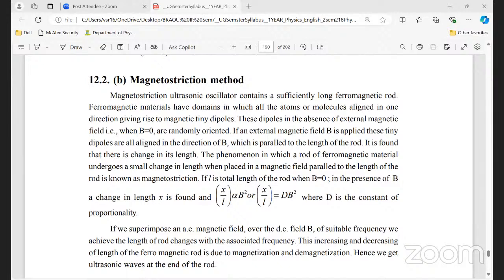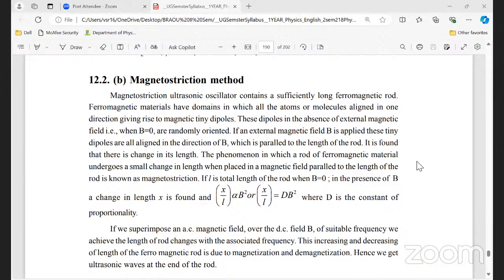So the dipoles, in the absence of an external magnetic field, that means B equals 0, are randomly oriented. When you apply an external magnetic field, the alignment should be in the direction of the magnetic field, parallel to the length of the rod. Just now I showed you that there is a change in the ferromagnetic rod length: by applying the field and by removing the field, you can observe a slight change in its length.